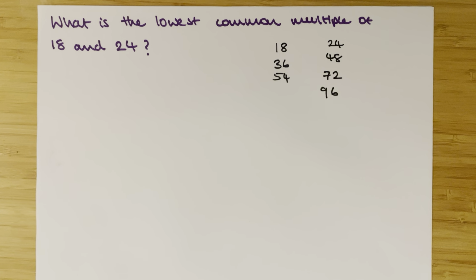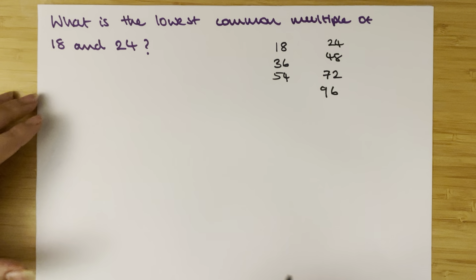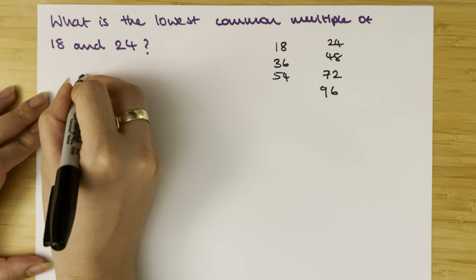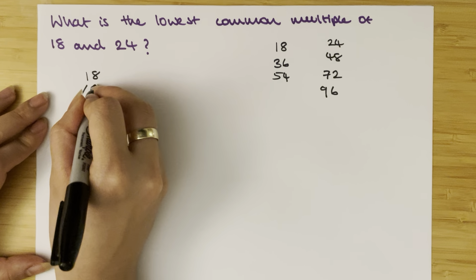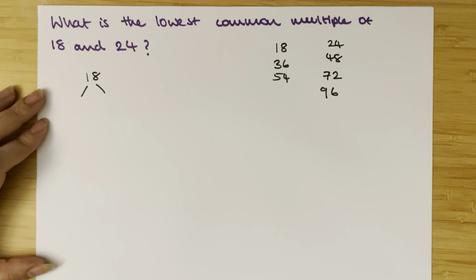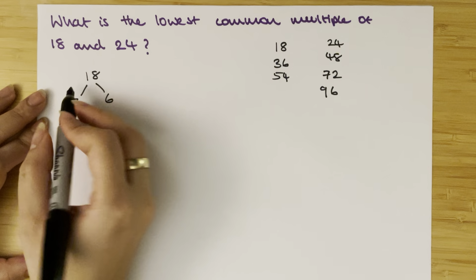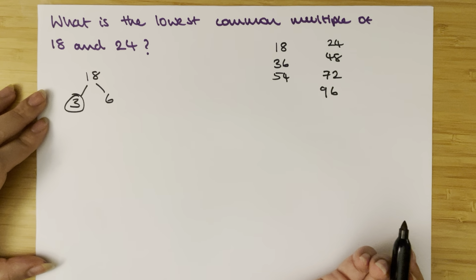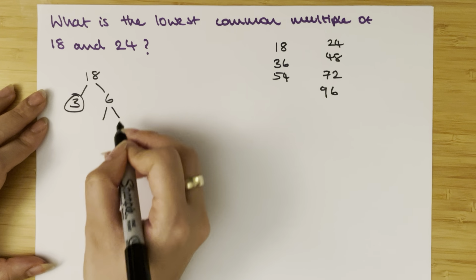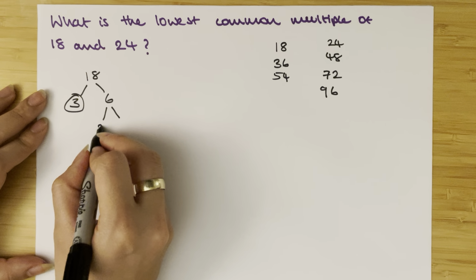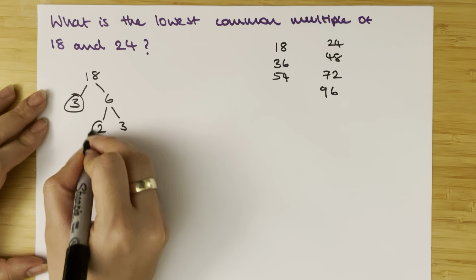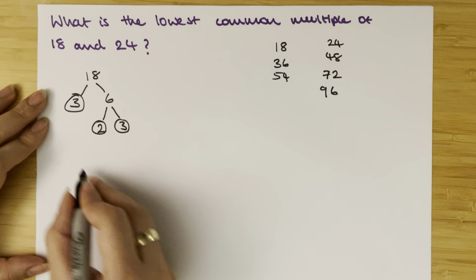So let's first of all do that. So 18, you write 18 at the top and you write two branches. 18 is made up of 3 times 6, and 3 is a prime number, so you circle it. Then you go down. 6 is made up of 2 and 3. These are each prime, so you circle them.